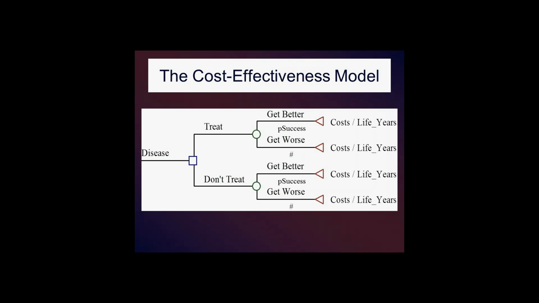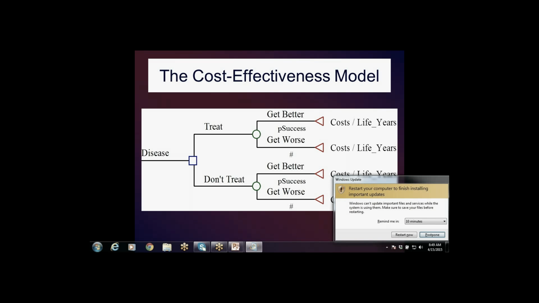Now we've got cost effectiveness, which is just another tweak on decision analysis. Now I'm measuring two quantities. One is the cost, and the other is the effectiveness, right? For simplicity's sake, we're going to look at cost in dollars and effectiveness in life years. I could treat somebody.